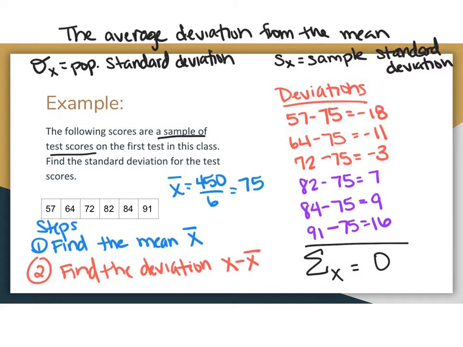Well, why does this occur? It occurs because the mean is doing its job. The mean is a balancing point. And so the mean 75 sits in such a way that when you balance, it's going to equal 0. So in order to fix this, because we can't find the average of 0, we take each one of these values and we square them. So we're going to go through and square all of these deviations.